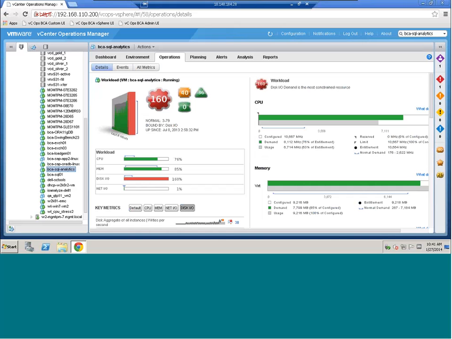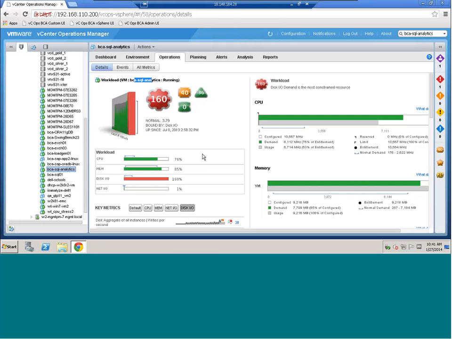I know that I need to drill in deeper on this SQL VM to find out what's causing all that disk activity. In the case of this example, it was an Oracle batch job that was running on this SQL server. So with that, I'm going to end this first part.